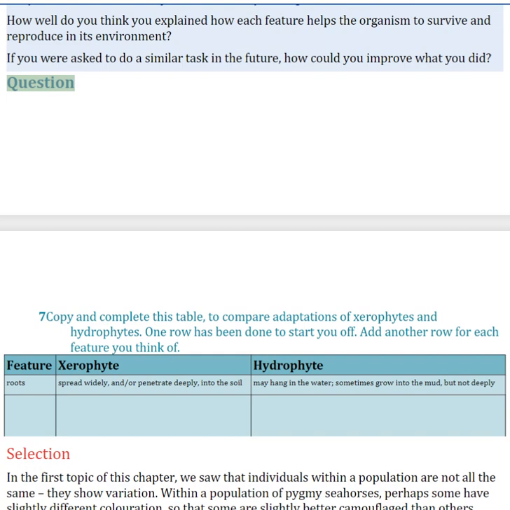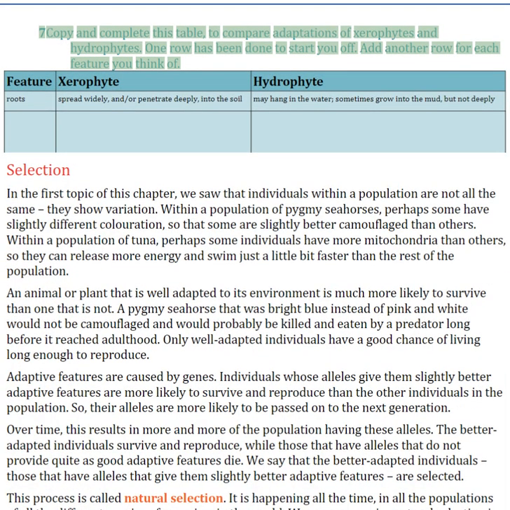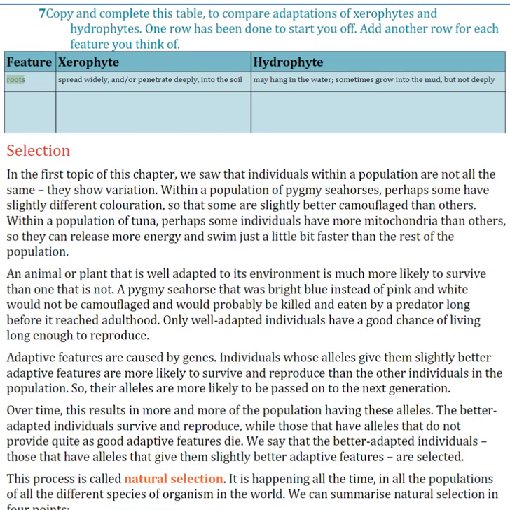Question 7. Copy and complete this table to compare adaptations of xerophytes and hydrophytes. One row has been done to start you off. Add another row for each feature you think of. Feature: Roots. Xerophyte: spread widely and/or penetrate deeply into the soil. Hydrophyte: may hang in the water, sometimes grow into the mud, but not deeply.